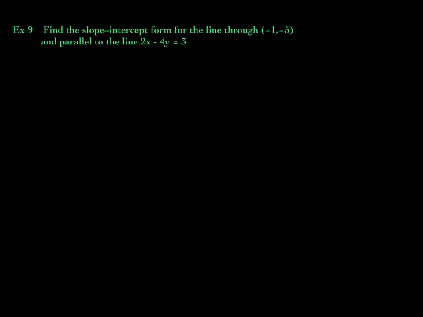Now check this out. Find the slope-intercept form for the line that's going through negative 1, negative 5, and parallel to the line 2x minus 4y is equal to 3. Now, the fact that our line is parallel to this line, 2x minus 4y is equal to 3, means that our slopes are the same. The problem here is I can't see what this guy's slope is because it's not written in slope-intercept form.